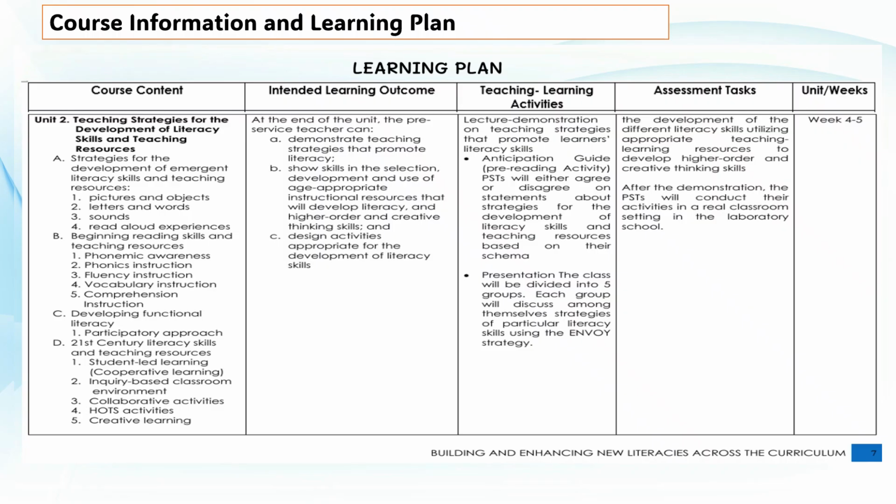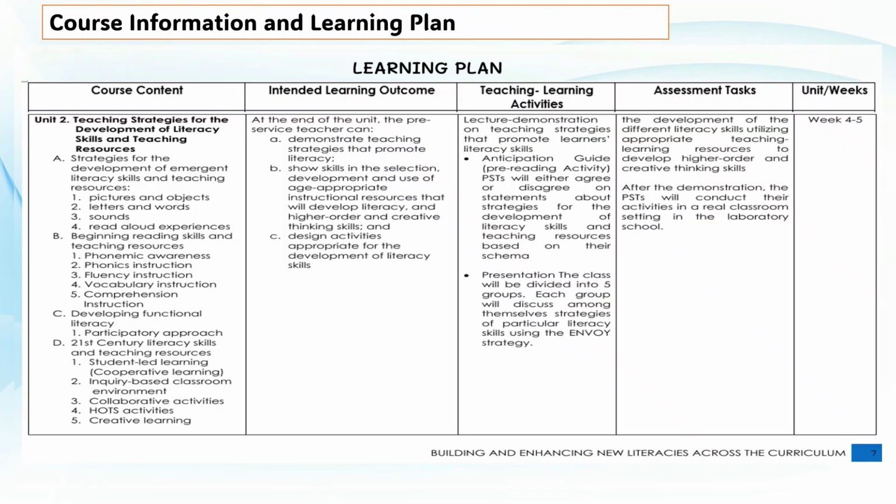You will participate in an anticipation guide as a pre-reading activity, agreeing or disagreeing with statements about literacy strategies. Process. After the demonstration, you will conduct activities in a real classroom setting at the laboratory school. Output. Field-based activities demonstrating emergent literacy strategies. Assessment and evaluation. Your performance will be assessed based on clarity of demonstration, appropriateness of resources, and engagement with learners.